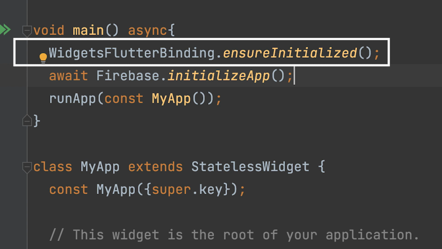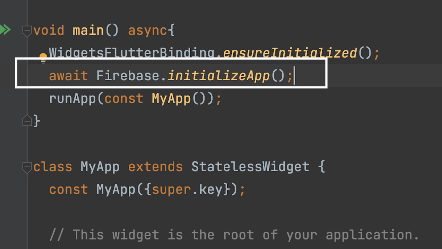WidgetsFlutterBinding.ensureInitialized is a method provided by the Flutter framework that ensures that the widget's Flutter binding instance is initialized before any other code is executed, which is necessary for proper widget building and display. Firebase.initializeApp is a method provided by the Firebase SDK that initializes Firebase in your application. It must be called before using any Firebase services in your app.